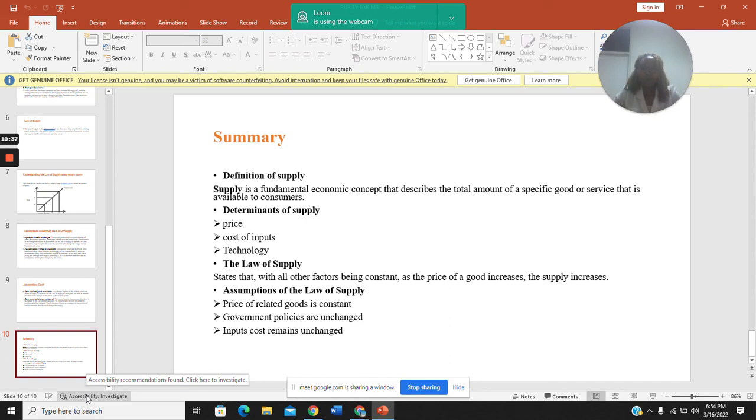The last objective was assumptions of the law of supply, whereby we have said price of related goods should remain constant for this law to apply. Government policies should also remain unchanged. The other one, the input costs should remain unchanged.